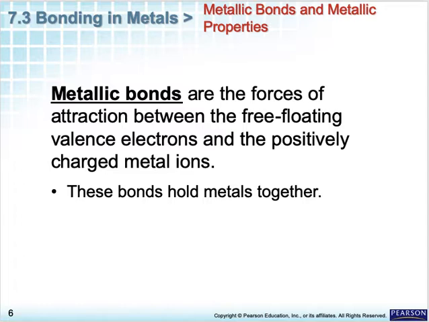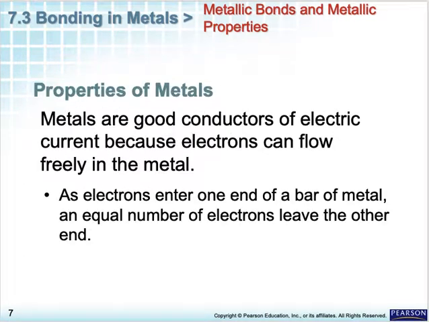Metallic bonds are the forces of attraction between freely floating valence electrons and the positively charged metal ions. And this is what holds your metals together. It actually gives some very interesting properties to metals. One of which is they're good conductors of electric current because those electrons can flow freely.